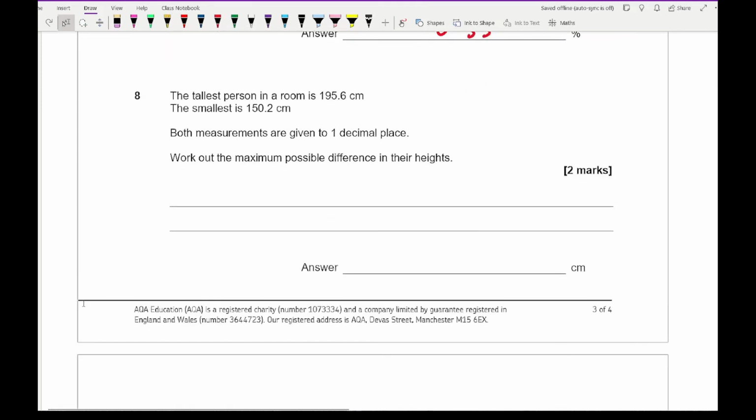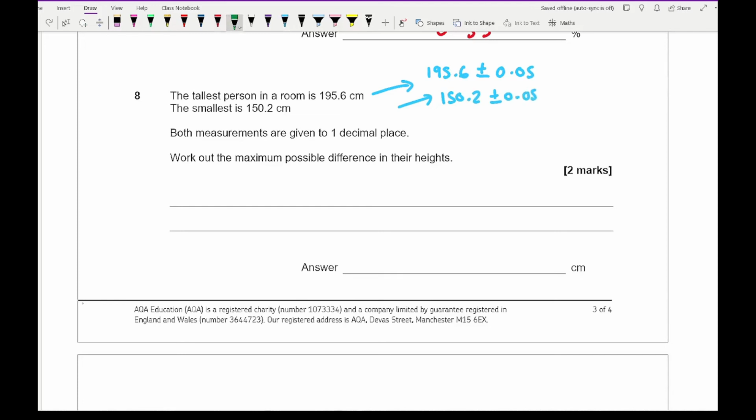Moving on to question 8, it says the tallest person in a room is 195.6 centimeters. The smallest person is 150.2. Both measurements are given to one decimal place. Work out the maximum possible difference of their heights. So looking at this, let's just do the upper and lower limits. That's going to be to the nearest one decimal place, so the nearest tenth of a centimeter. So that's going to be 195.6 plus and minus 0.05, and the same with this one, it's going to be 150.2 plus or minus 0.05.